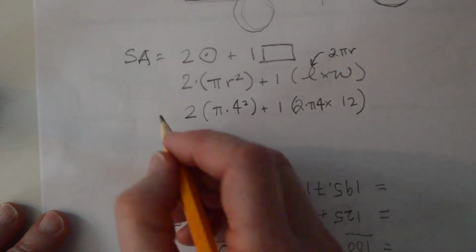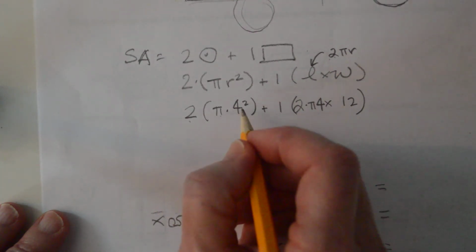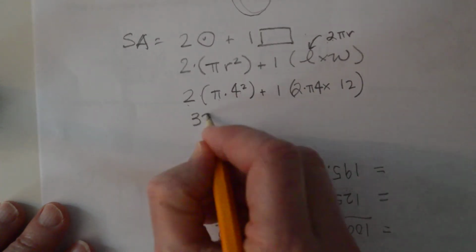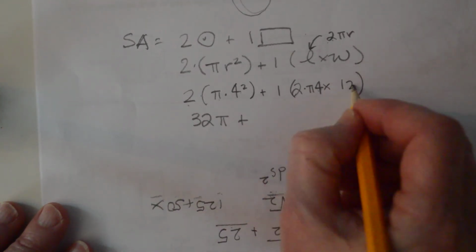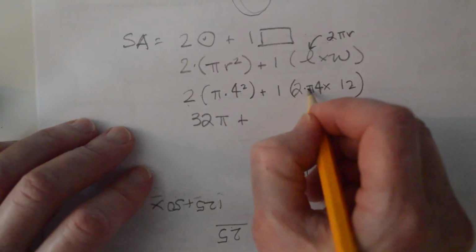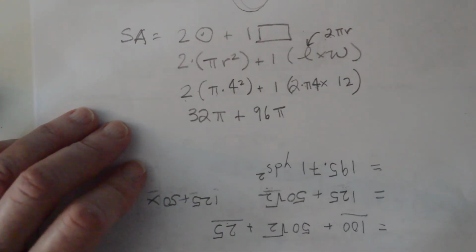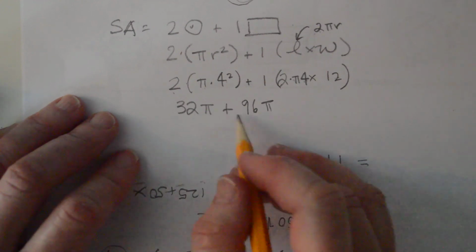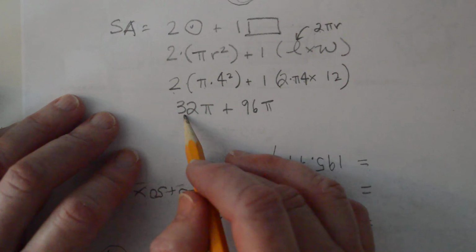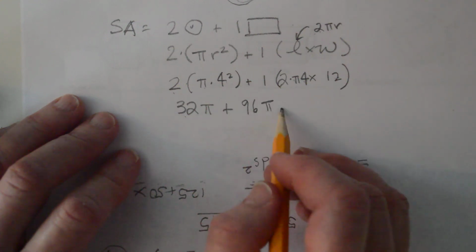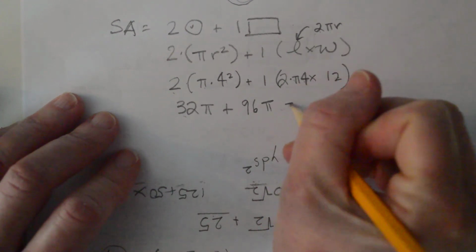Okay, now we have everything we need. So we're just going to say this is 2 times pi times 16. 2 times 16 is 32, so this is 32 pi plus 2 times 4 is 8. 8 times 12 is 96. 96 times pi is 96 pi. All right, before I multiply that out, I'm going to add them together and then just multiply by pi one time. So 32 pi plus 96 pi would be, let's see, 128 pi.